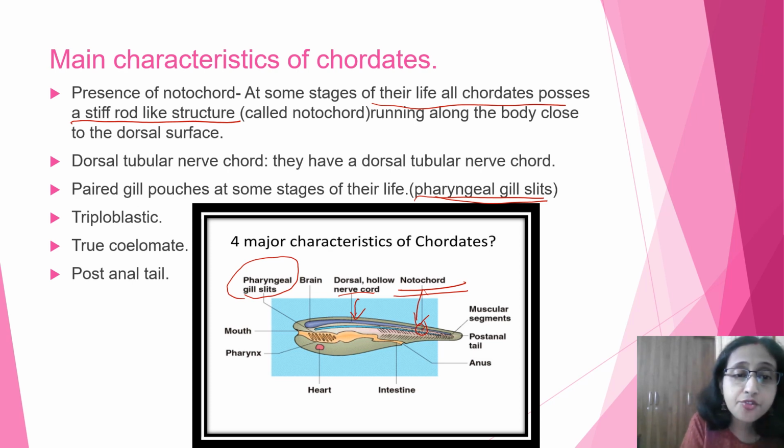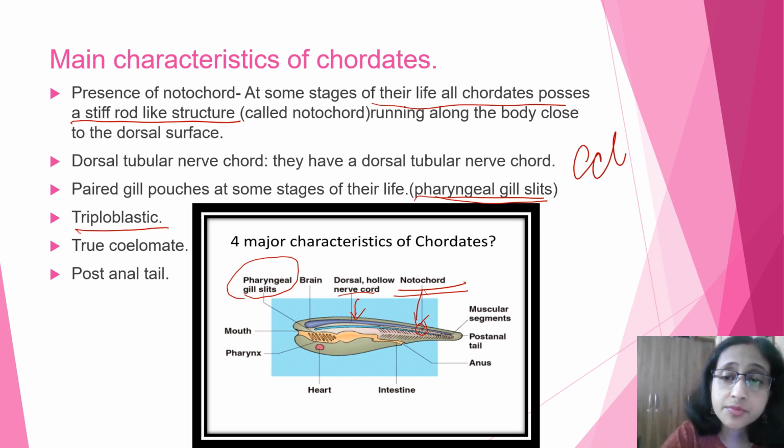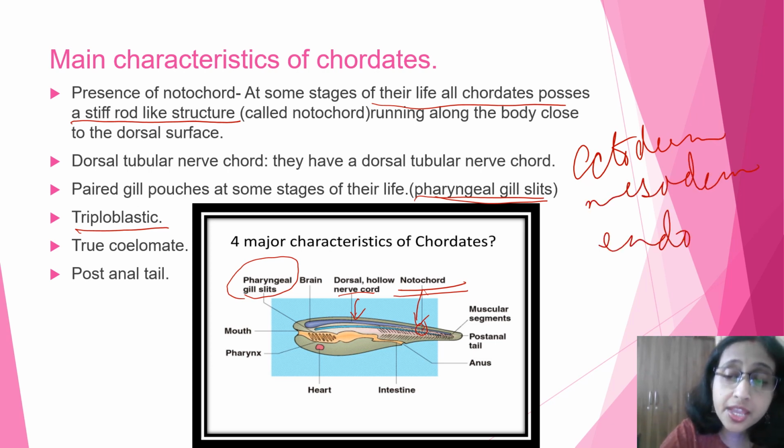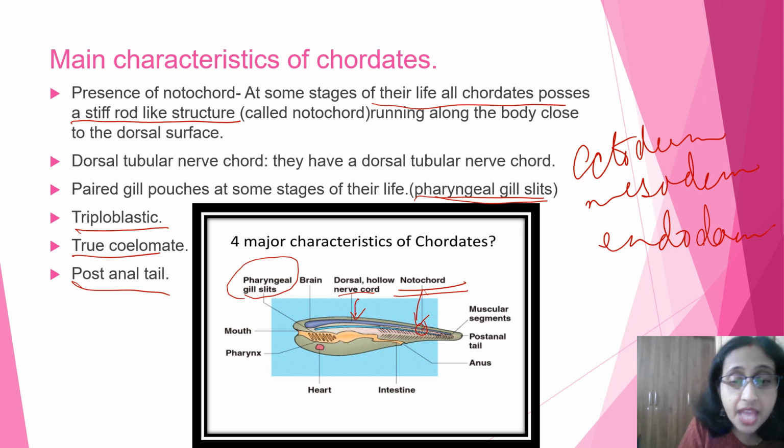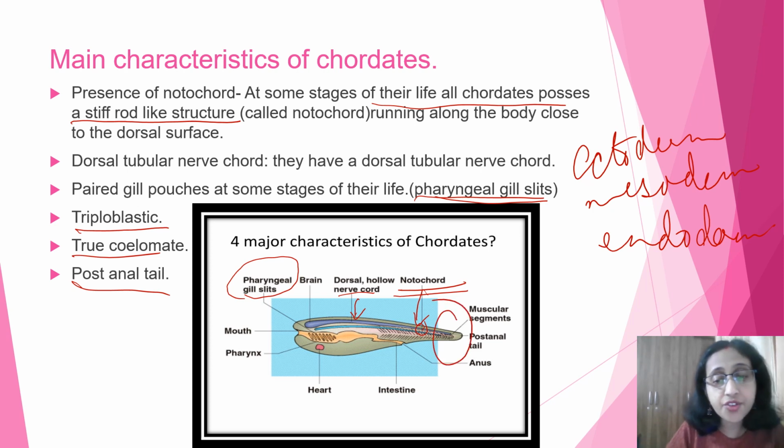They are again triploblastic in nature. We have already said that three layers are present: ectoderm, mesoderm and endoderm. That's why they are called triploblastic. They are true coelomate, and they all have a post-anal tail at some phase of their life cycle.